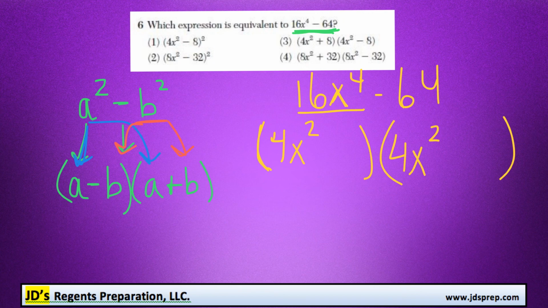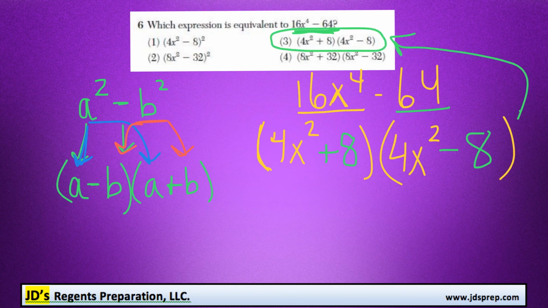And then now if we square root 64, obviously that's just simply 8. And in one of these we'll be adding, the other will be subtracting. And so in our final answer, we can see that that matches option number 3.